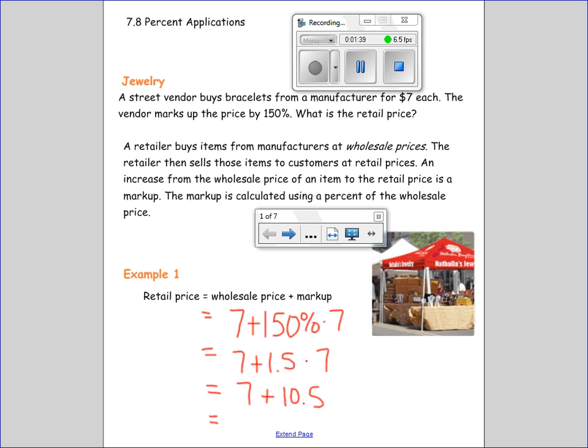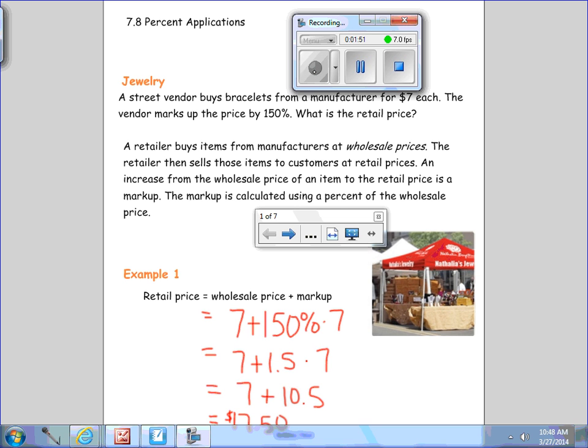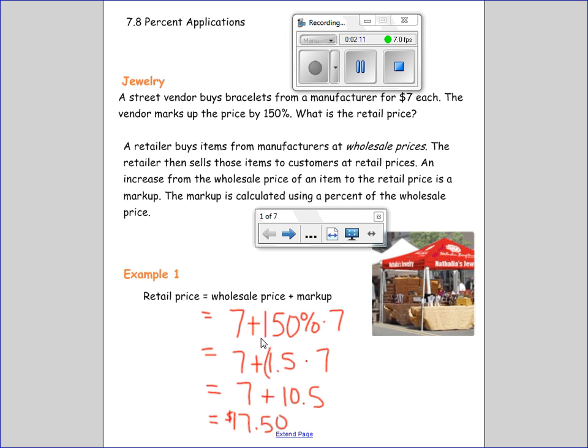Then you add those two together, and what the vendor sells the bracelets for, his markup was $17.50. So the retail price that he ends up selling the bracelets for is $17.50. He bought them for $7 at a wholesale place, and he ends up selling them for $17.50. What I'll do to help with confusion, if some of you have forgotten about the order of operations, I'll put that in parentheses. Order of operations: we multiply first, then we add or subtract.